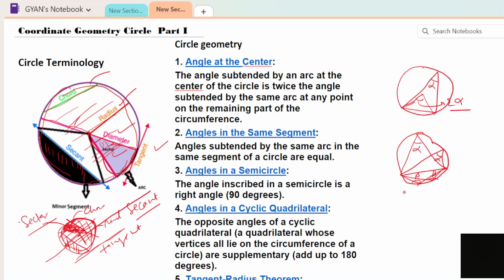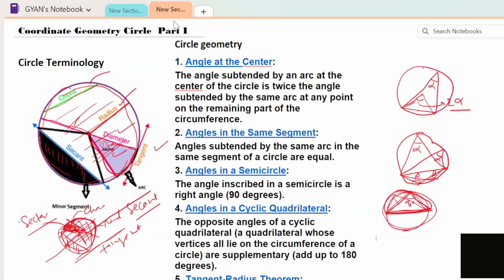The angle inscribed in a semicircle is a right angle, 90 degrees. Suppose this is the diameter, so this will always be 90 degrees. So this is a semicircle. So we can say the circle is the locus of the vertex of a triangle which makes 90 degrees with some fixed line. This is a fixed line. If it is making 90 degrees and this point is moving, it will give a circle.